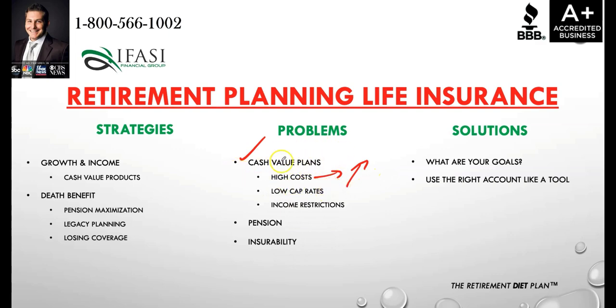So the problems that I see with these are individuals just going with an insurance company that they know, that they saw a commercial on, and not necessarily the correct one for their age, the correct one for their time horizon, for how long they need that accrual to take place. And then most importantly, income restrictions. When it comes time to start pulling these dollars out, there's different things known as loan provisions.